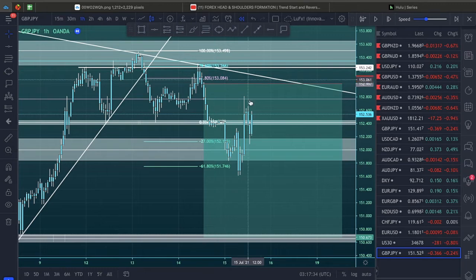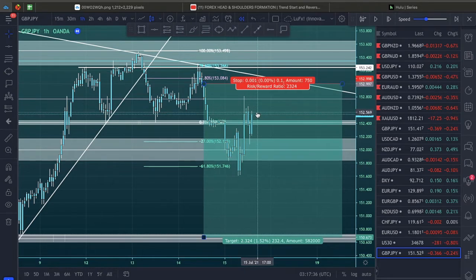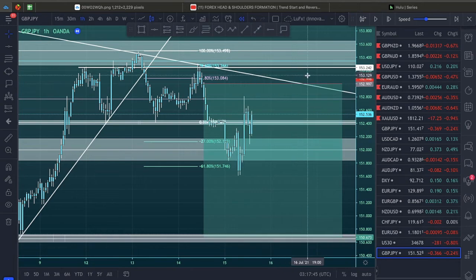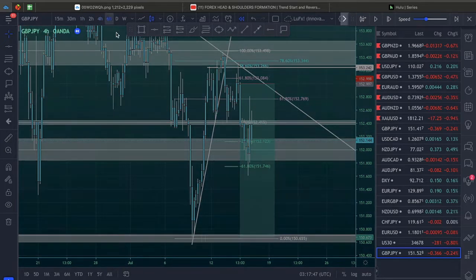152.548, 152.5. All right, yeah. So around this level, right? I got out right here. So I took partials here. That was 0.5% partials, and I took the rest here. So it was like a 0.7 gain on this trade in total.